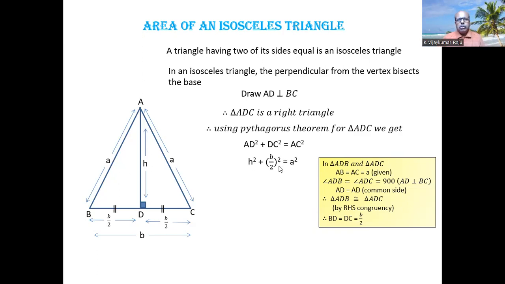So let us substitute here. h square plus (b by 2) square is equal to a square. Now take this (b by 2) whole square to this side. You'll get h square is equal to a square minus (b by 2) whole square. h square is equal to a square minus b square upon 4. Take LCM, it will become (4a square minus b square) upon 4. Take the square root of both sides. So it becomes square root of (4a square minus b square) upon 2, because square root of 4 is 2. So here, what is a? a is the equal side and b is the base length.